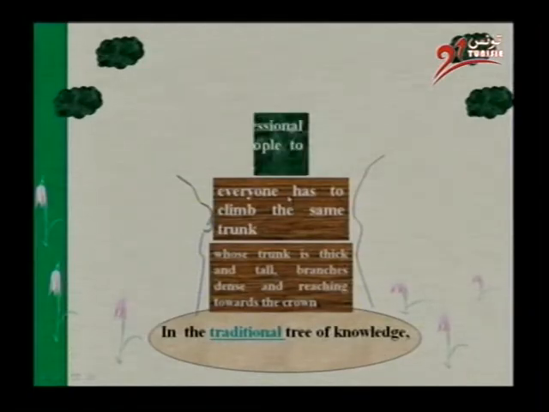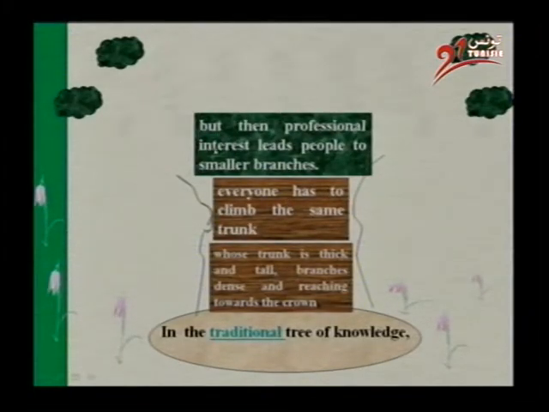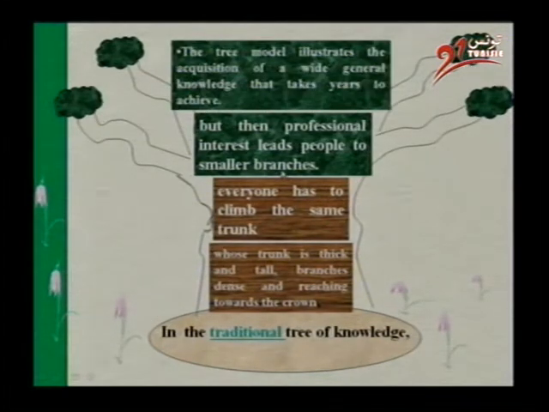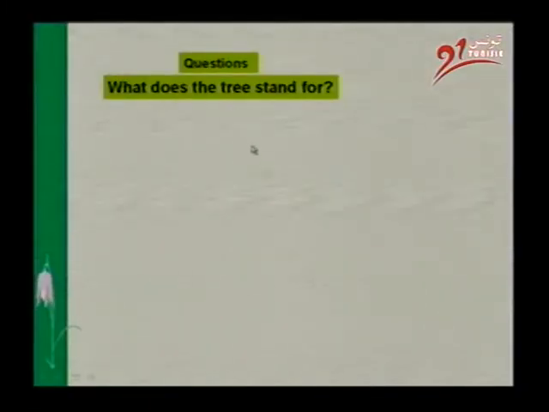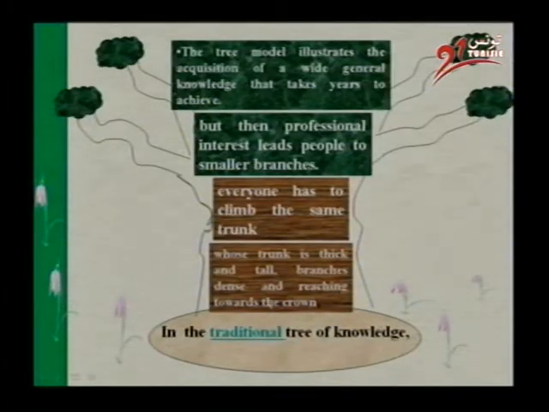Now, if we speak about a trunk and we speak about branches, we can say, but then professional interest leads people to smaller branches. And finally, the tree model illustrates the acquisition of a wide general knowledge that takes years to achieve. I'm not going to explain more because I'd like you to answer the first question. What does the tree stand for? Pay attention. We speak about tree of knowledge. We speak about the same trunk and branches.